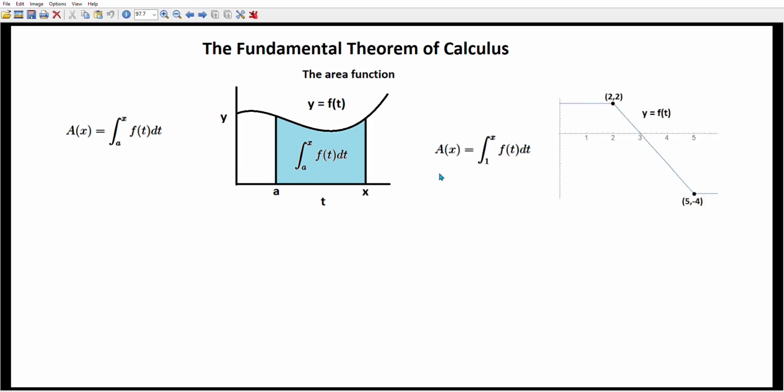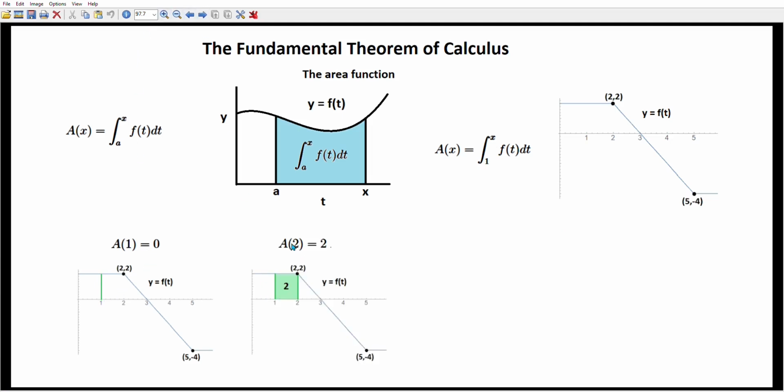Now, as an example, let's take a look at the following function and define the area function A of x to be the integral from 1 to x of f of t dt. So A of 1 is 0 because it is the integral from 1 to 1. There's no area. We get 0. A of 2 is the integral from 1 to 2. That's an area with the base being 1 and the height 2, a rectangle. So A of 2 is 2.